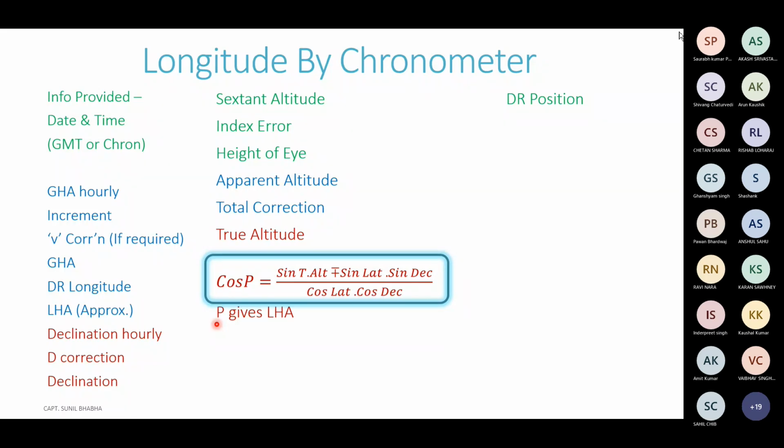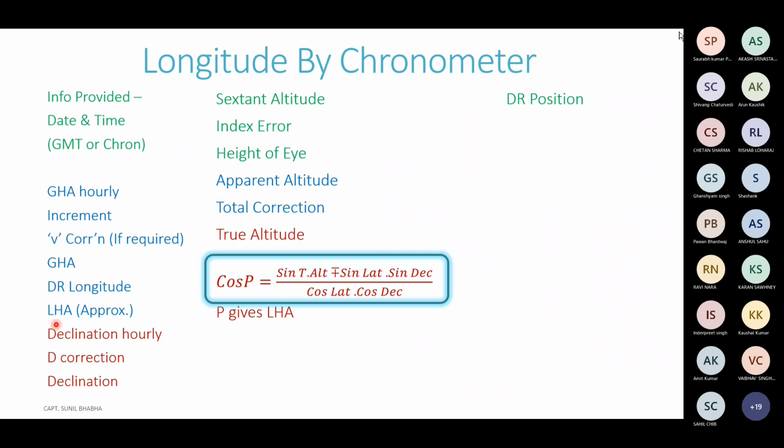This doubt does not arise when we find the value of P from LHA, because we know when LHA is less than 180, P is equal to LHA. When LHA is more than 180, P is equal to 360 minus LHA. But in this case, the value of LHA is not known to us in the first place. So we don't know whether P will be equal to LHA or P will be equal to 360 minus LHA. So how to determine? This is where the approximate LHA comes to our use.